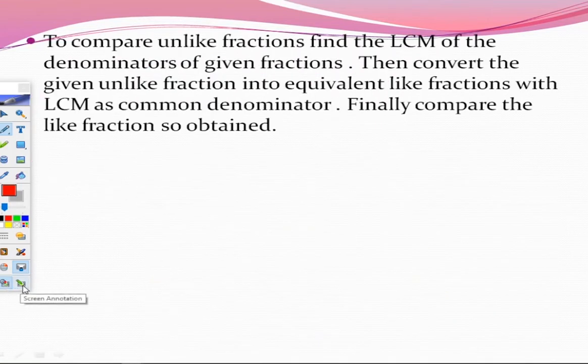To compare unlike fractions, find the LCM of the denominators of the given fractions, then convert the given unlike fractions into equivalent like fractions with LCM as common denominator. Finally, compare the like fractions so obtained. Here what we have to do, children, when we are given a pair of fractions to be compared and they are unlike fractions, first we have to find out the LCM of the denominators. Then we have to change all the unlike fractions into like fractions, and then we can compare them.